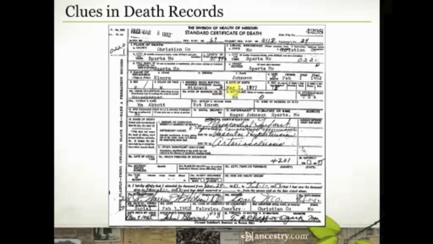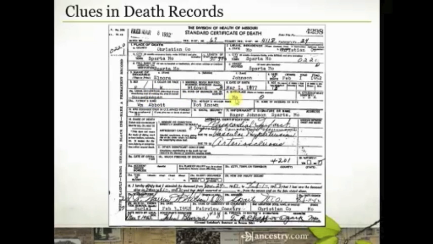Next, it lists her date of birth, which is March 1st, 1877, and she's 75 years of age. I always double check that math just to make sure that the information is consistent. And if it's not, then I try to figure out why it's not or what might cause it to be inconsistent. Then here it lists her occupation, her usual occupation, which in this case is housekeeper.